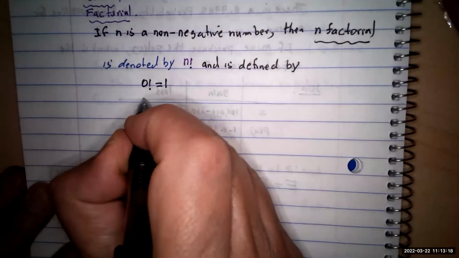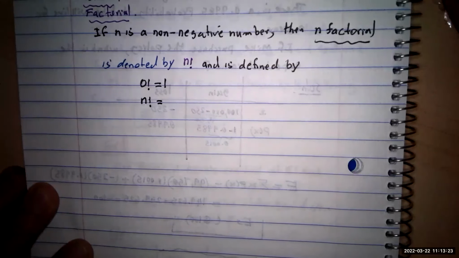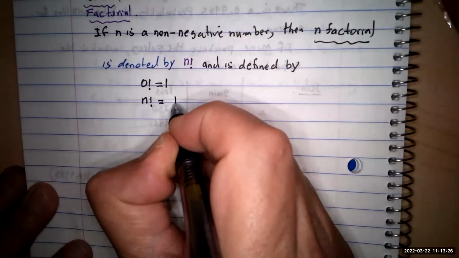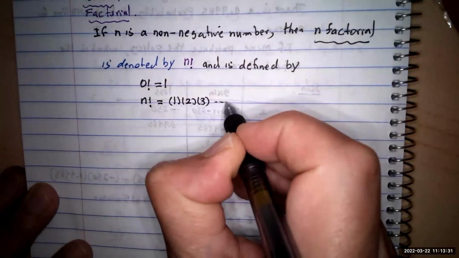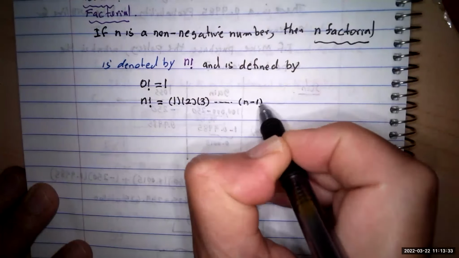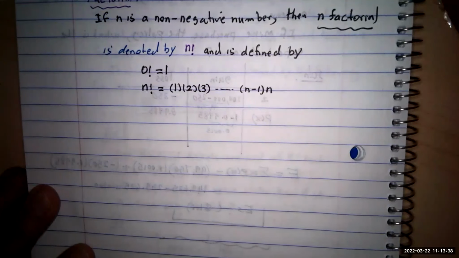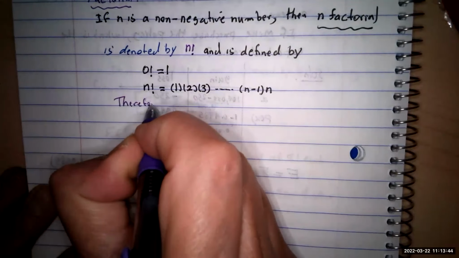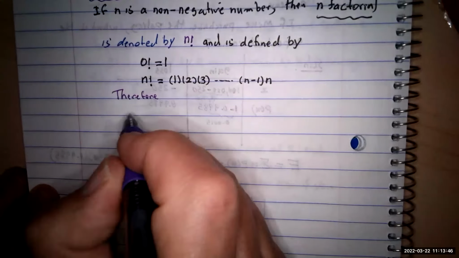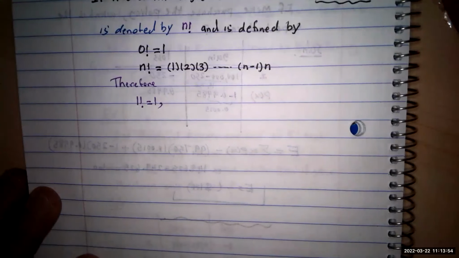But n factorial is the product of n and all the previous numbers or smaller numbers. So n factorial is a product of 1, 2, 3, up to n. That's n factorial. Therefore, it's very useful in statistics and computer science. Therefore, 1 factorial is 1, because there is no possible number less than 1.